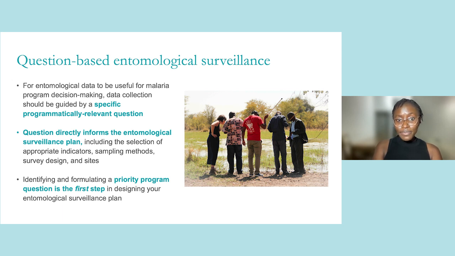The identified program question directly informs the entomological surveillance plan, including the selection of appropriate indicators, sampling methods, survey design, and sites. Identifying and formulating a priority program question is the very first step in designing your entomological surveillance plan.